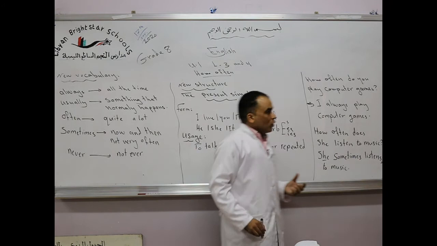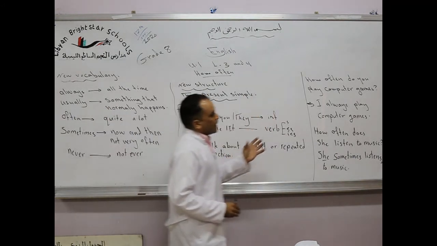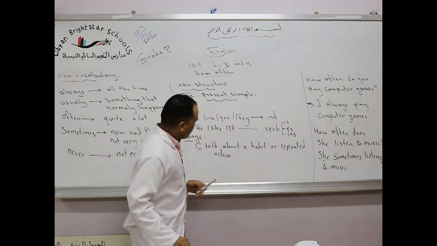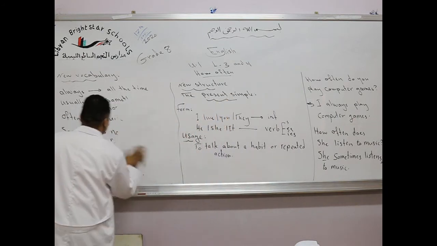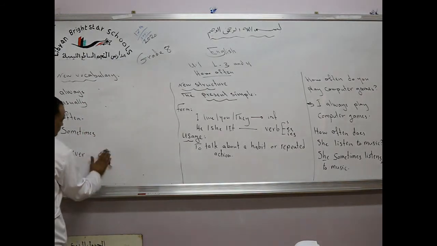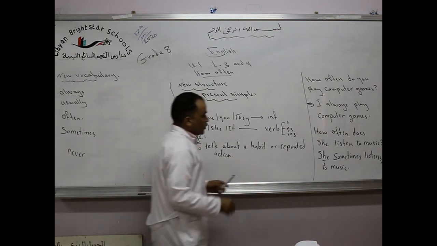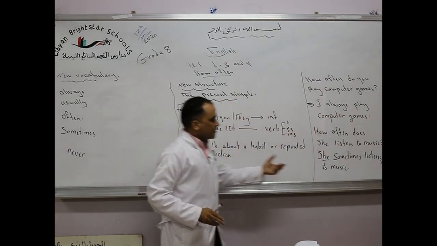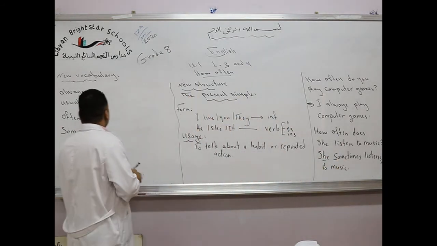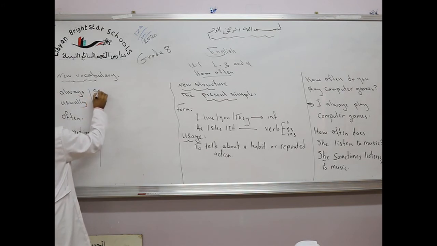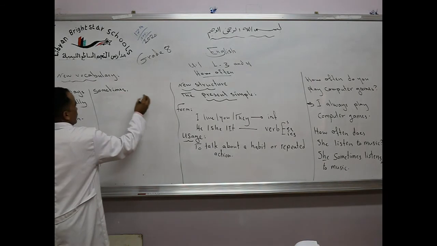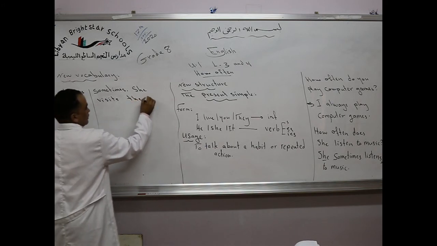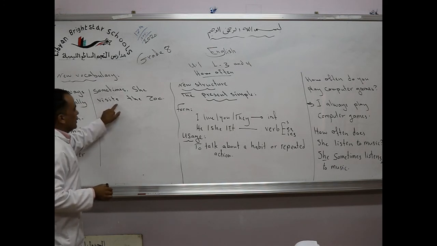Always and sometimes are adverbs of frequency. All the adverbs of frequency come between the subject and the verb. And we can start the sentence with sometimes. For example, sometimes she visits the zoo.